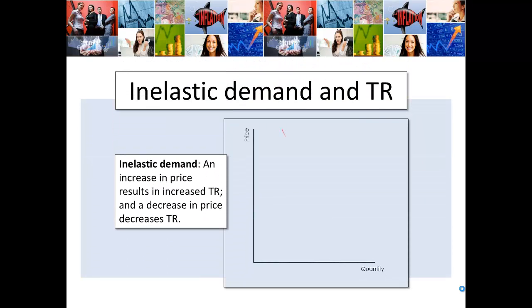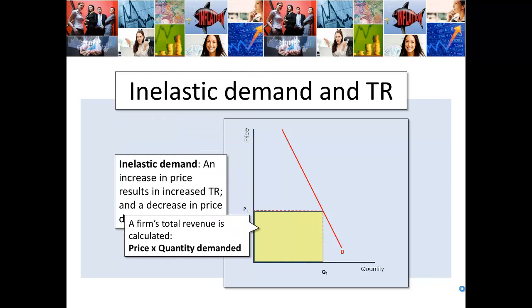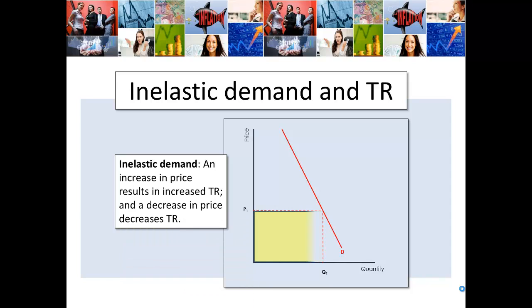And it's the opposite with an inelastic demand curve and total revenue. We can see an inelastic demand curve here. The demand curve is relatively steep. So with inelastic demand, an increase in price results in increased total revenue, and a decrease in price results in decreased total revenue. Again, total revenue is price times quantity demanded, read straight from the demand curve.